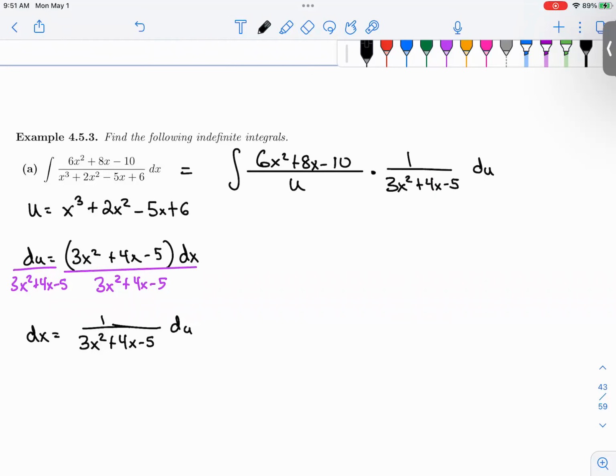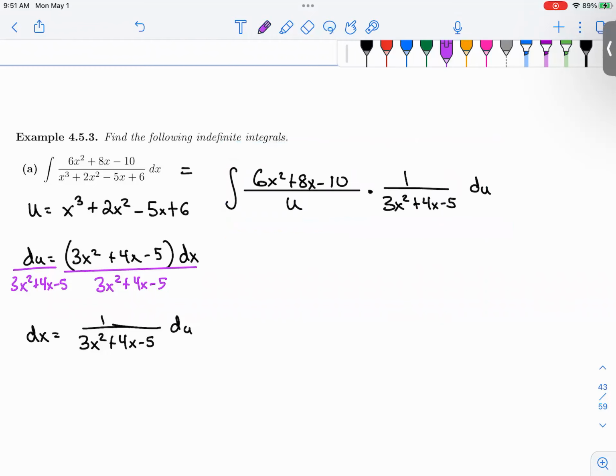Oh no, it didn't work. Or did it? Do you see any connection between 6x squared plus 8x minus 10 and 3x squared plus 4x minus 5? Take a 2 out of the numerator. Exactly right. If you were to factor out a 2, you get 3x squared plus 4x minus 5. And then this cancels.